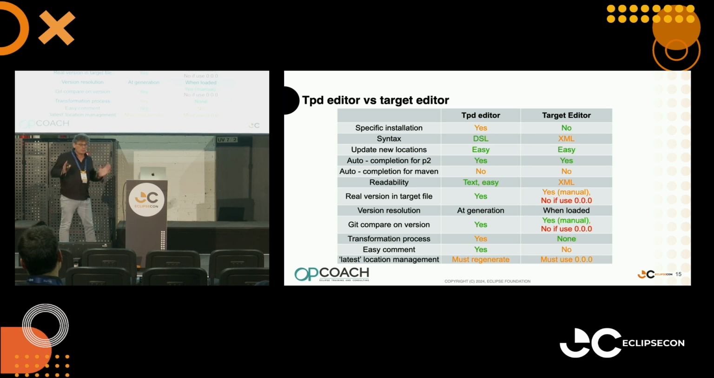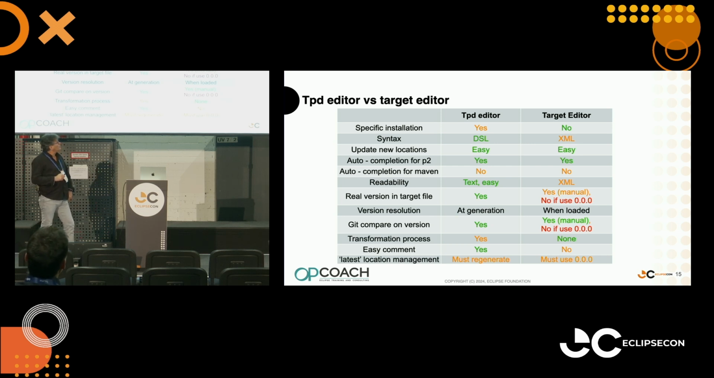So basically, to summarize, I think that everybody is interested in having the version of the plugins you have, and especially if you want to compare a target you have migrated with the previous one and to know what are the versions that have changed. So there are two ways to do that. I said that in the TPD editor, you are not obliged to put the version, and it will be resolved at generation. Version resolution will be resolved at generation.